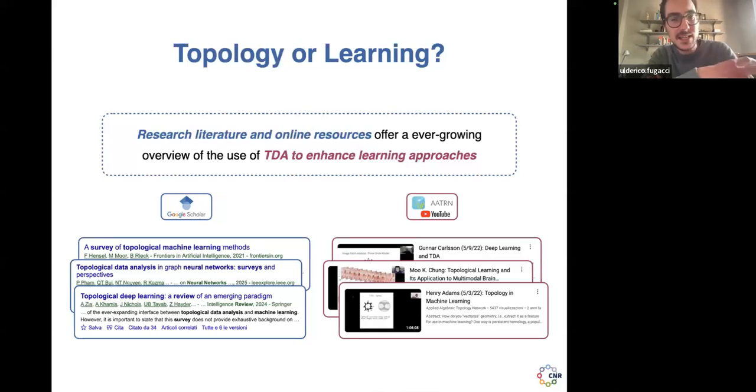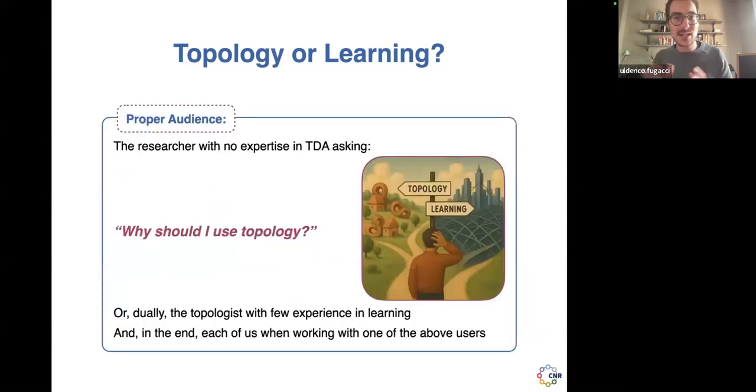And so with this kind of analysis, we don't want to discuss how well and deeply these two tools can be integrated, but somehow we would like to do exactly the opposite. So in our analysis, we want to consider a different perspective. Probably the proper audience of this talk is a researcher, maybe a computer scientist with no expertise in TDA, asking himself, why should I care about topology? Why should I make the effort of learning a little bit of this theoretical stuff and apply it to my classification problems?